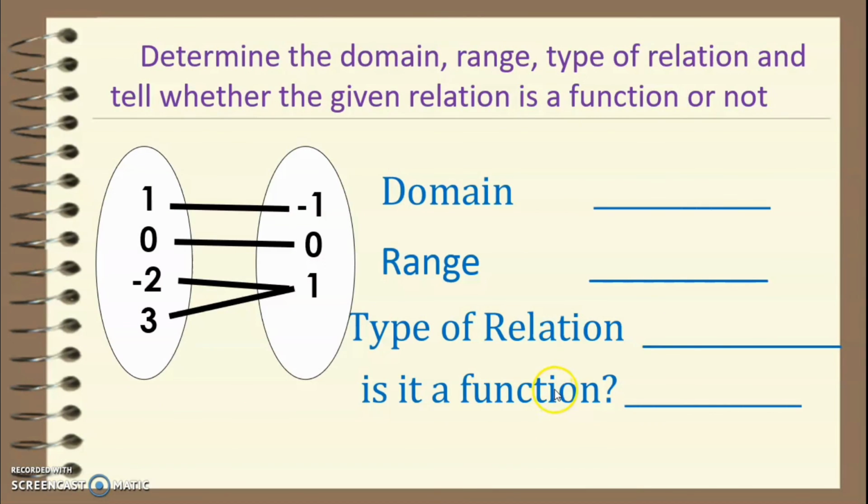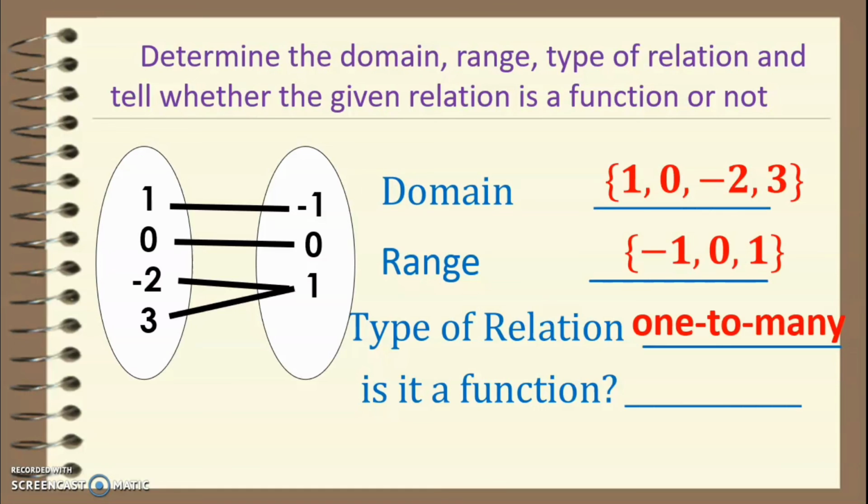So, meron tayong last example. Meron tayong diagram. Domain natin. We have 1, 0, negative 2, and 3. Our range is negative 1, 0, and 1. Then, type of relation, 1 to many. Then, function or not, this is a function.